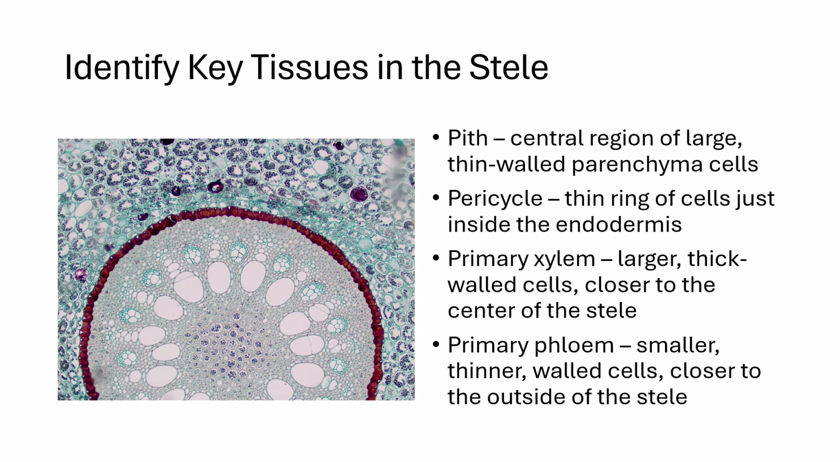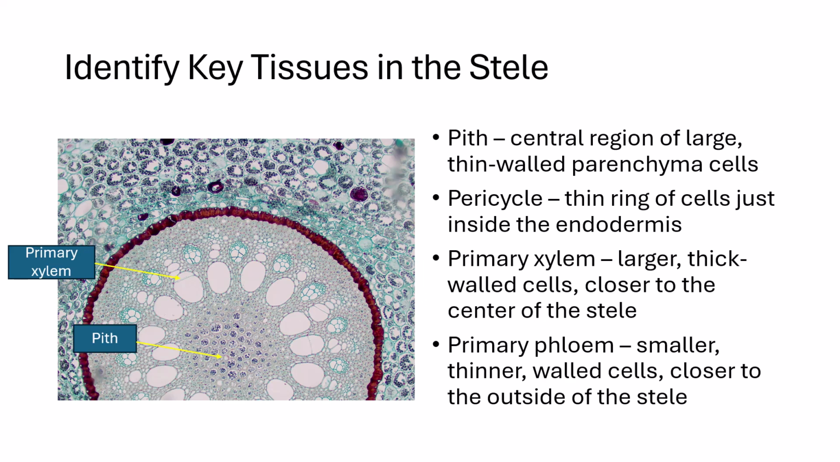We are switching to a higher power as needed to examine the stele more closely. This is where you'll identify the pith, the pericycle, the primary xylem, and the primary phloem. Start at the very center with the pith. In a monocot root, the pith is a central region made of parenchyma cells. These cells are usually fairly large, have thin cell walls, and look more lightly stained compared to the vascular tissues. The pith helps with storage and internal support and gives you a good reference point for where the middle of the root is.